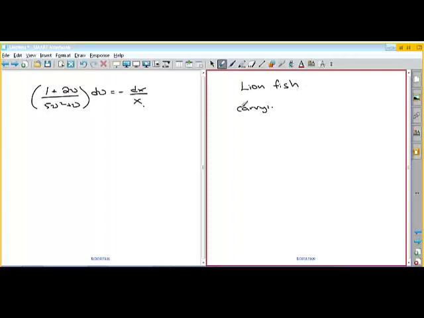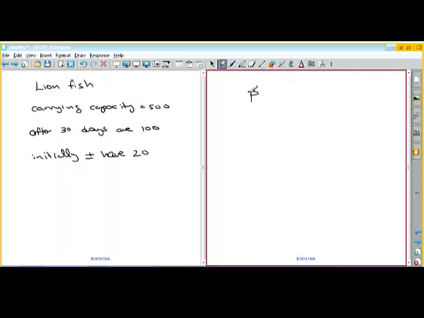Okay, so the carrying capacity of the environment I'm going to give you is equal to 500. I'm also going to say after 30 days there are 100 fish, so it's not quite the carrying capacity yet. And initially I have 20, so I'm going to start with 20. After 30 days, I'm going to have 100. The carrying capacity of the environment is 500.